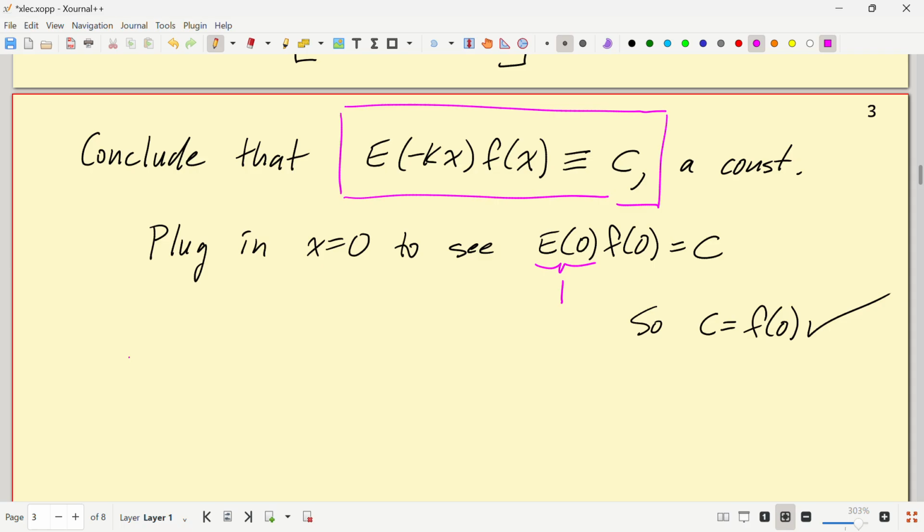But here's a sneaky trick. Stop the proof.